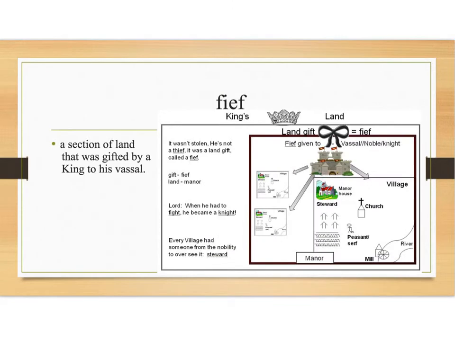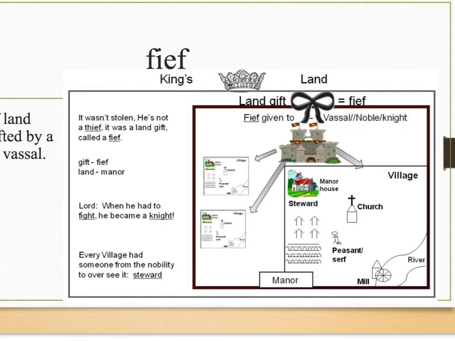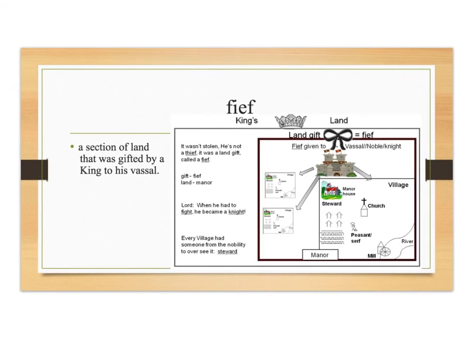Our last term is a fief, which is a section of land that was gifted by a king to his vassal. I really like the little rhyme that they put right here, saying it wasn't stolen, he was not a thief, it was a land gift called a fief. What is being gifted is land in the form of a manor. If you look at this little flow chart, land gift equals fief. A fief is given to a vassal, someone lower than the king, such as a noble or a knight. And it would include all of the things on the land. A fief is a gift in the form of land that includes a manor house, village, church, peasants, serfs, mills, river, what have you. So that is the last of our terms.